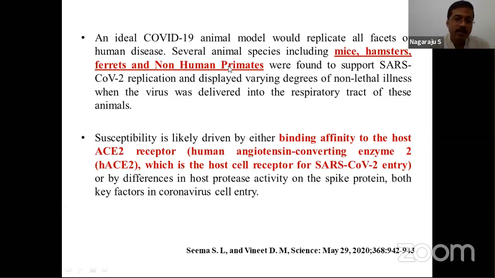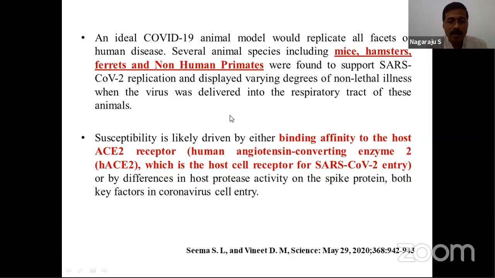Hamsters, ferrets, and non-human primates were found to support SARS-CoV-2 replication, displaying varying degrees of non-lethal illness when the virus was delivered into the respiratory tract of these animals. So how do I check whether this animal model is right, whether I can use this animal model to further develop a treatment for COVID-19? This I will be able to do.